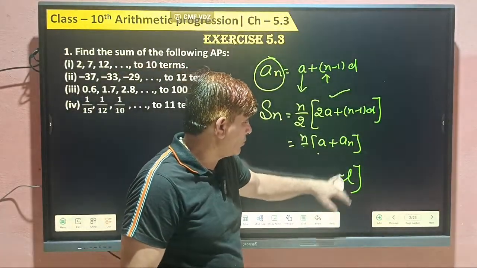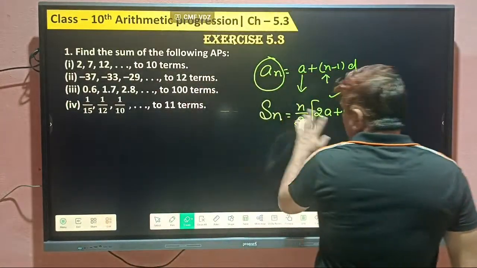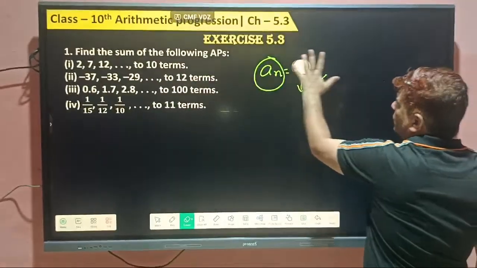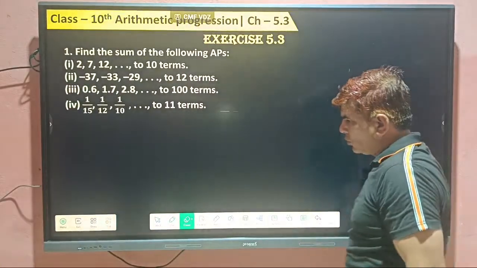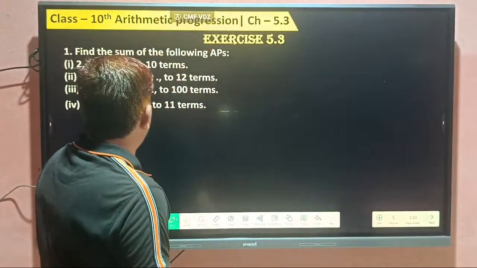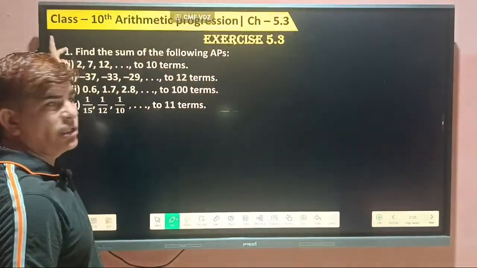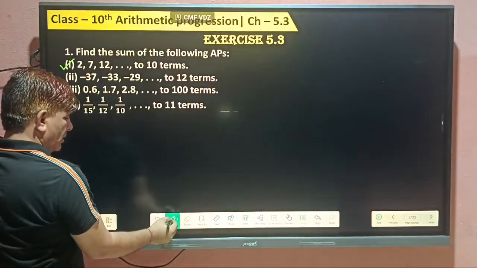Read the statement of question number 1, exercise 5.3. In the exam, solve systematically. Understood? So the first part says: find the sum of the following.